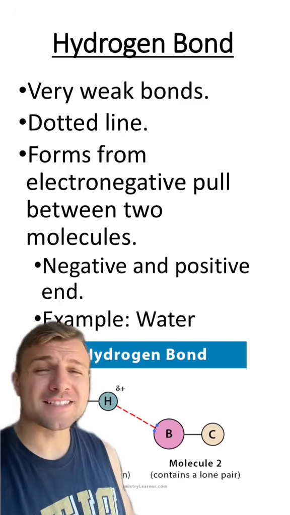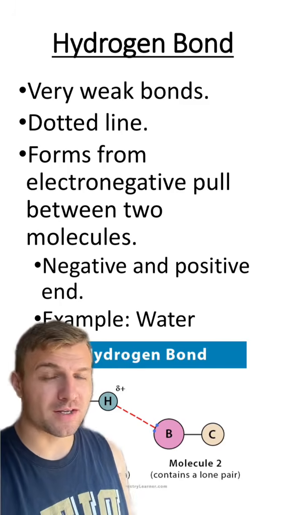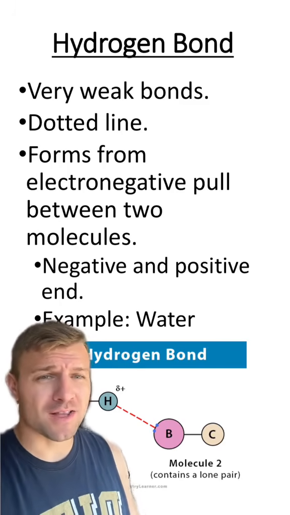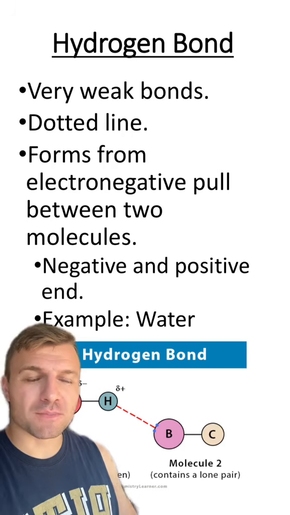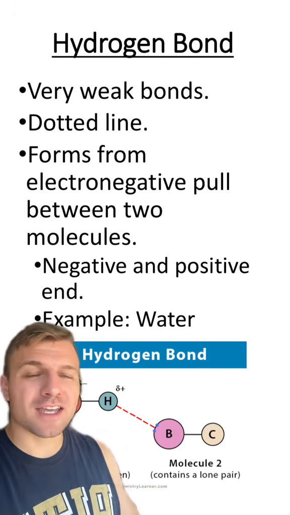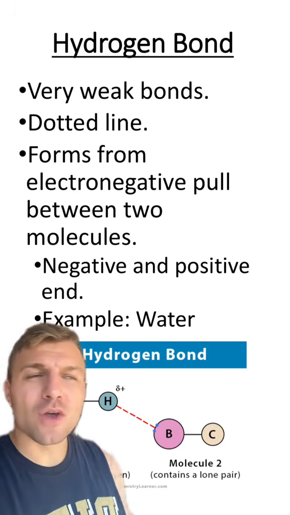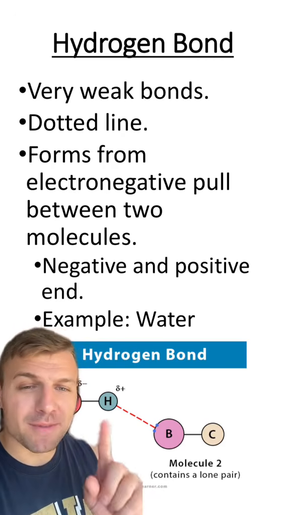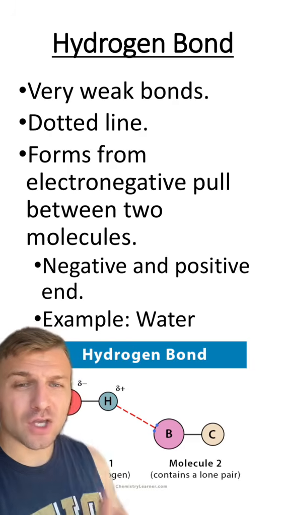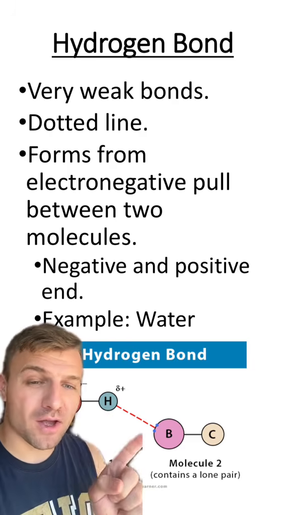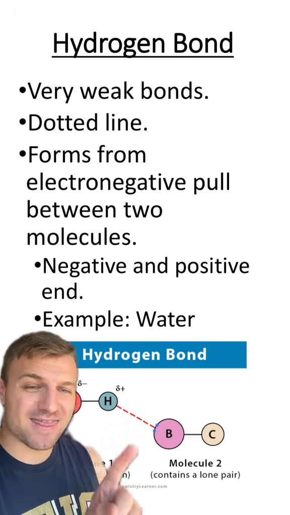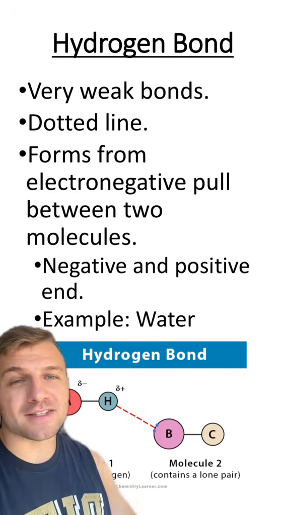bond. Our last type of chemical bond is known as a hydrogen bond. These are very weak bonds that are usually represented by a dotted line. Hydrogen bonds form between molecules that have an electronegative attraction to each other. We call these types of attractions hydrogen bonds because they always involve hydrogen. You can see hydrogen here having an electropositive charge while this molecule has an electronegative charge. And that weak bond is going to be known as a hydrogen bond.